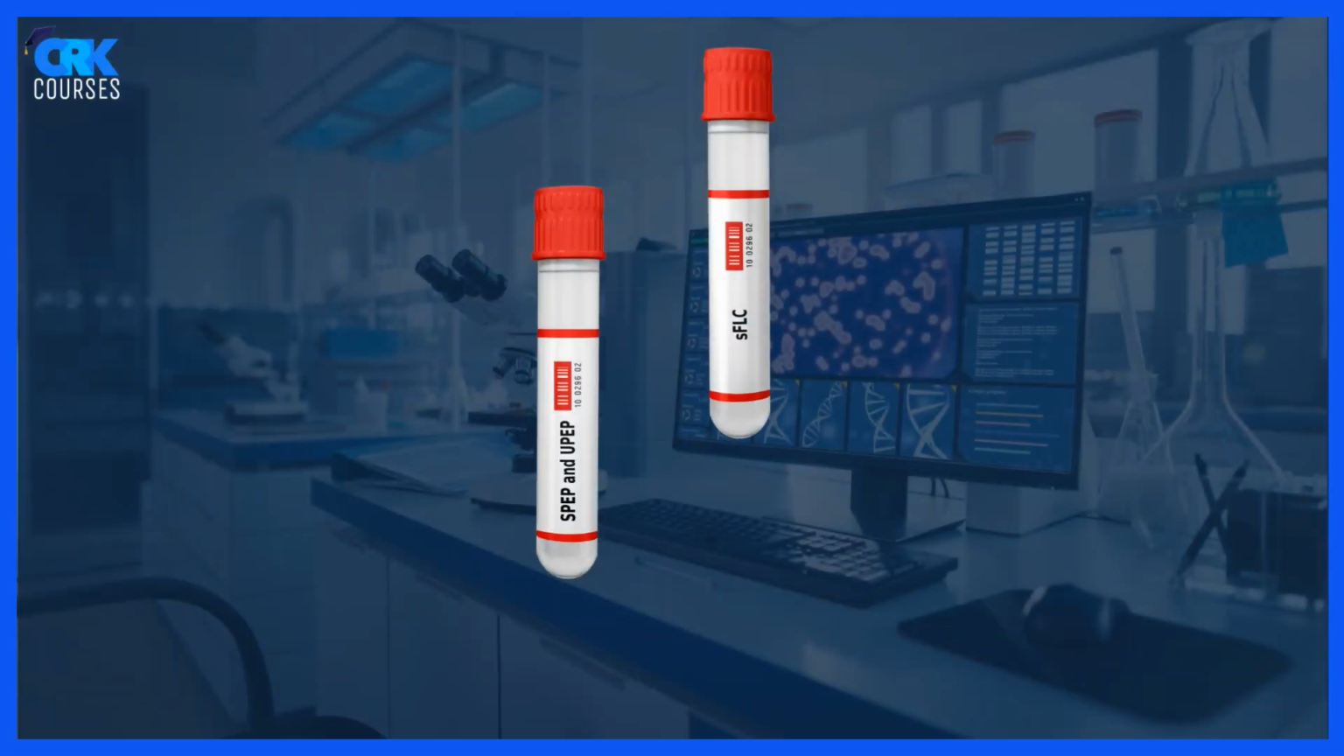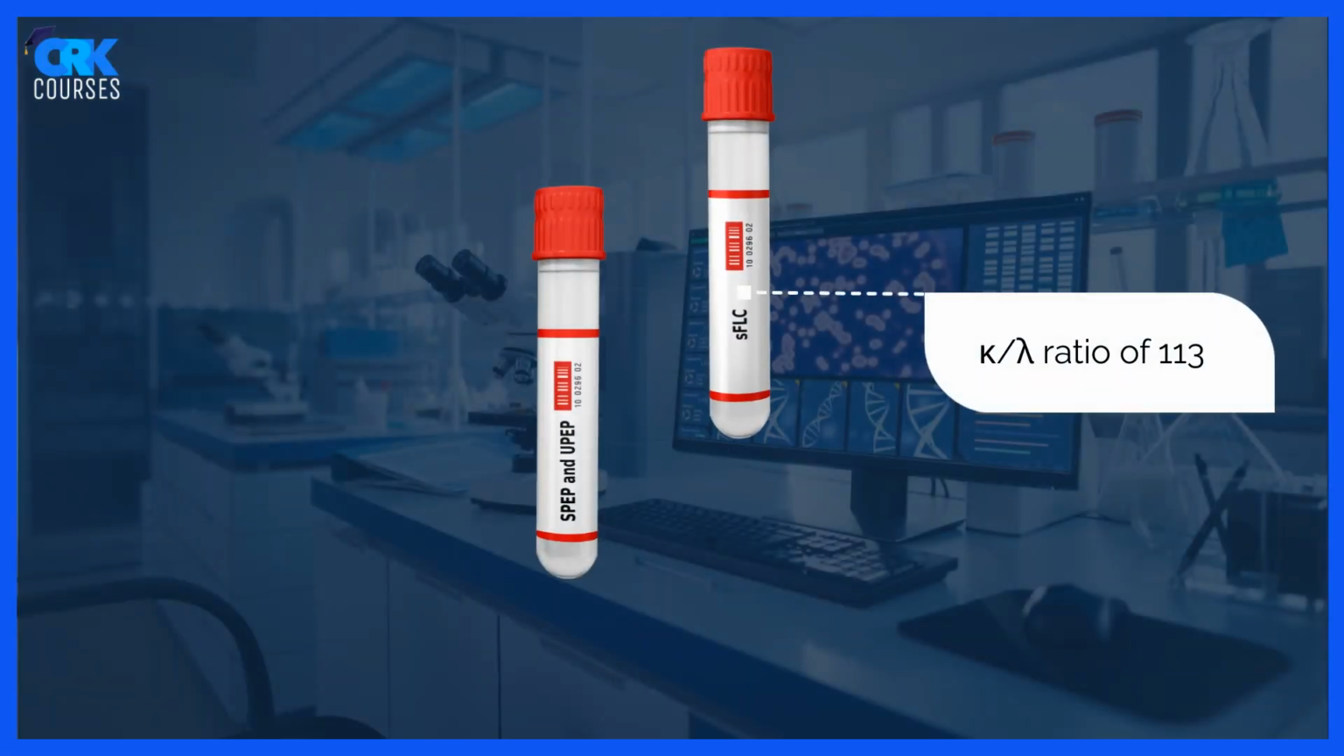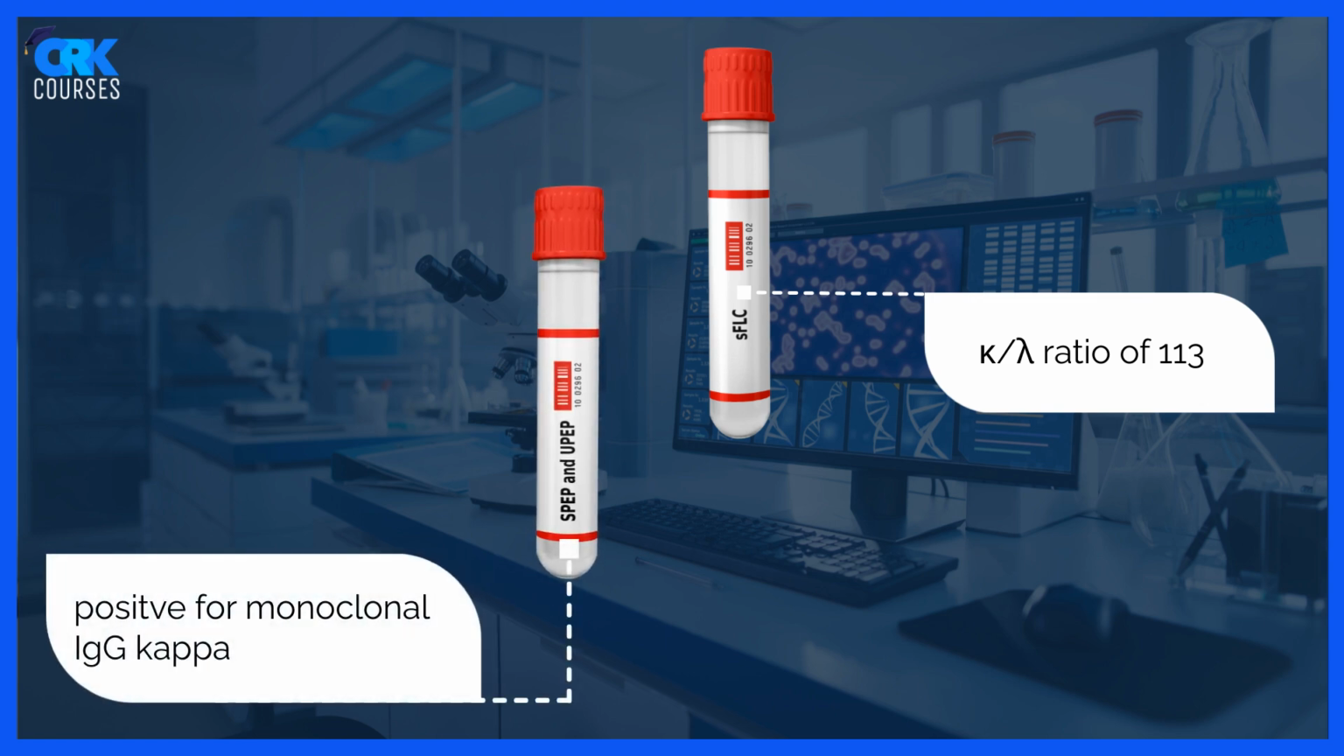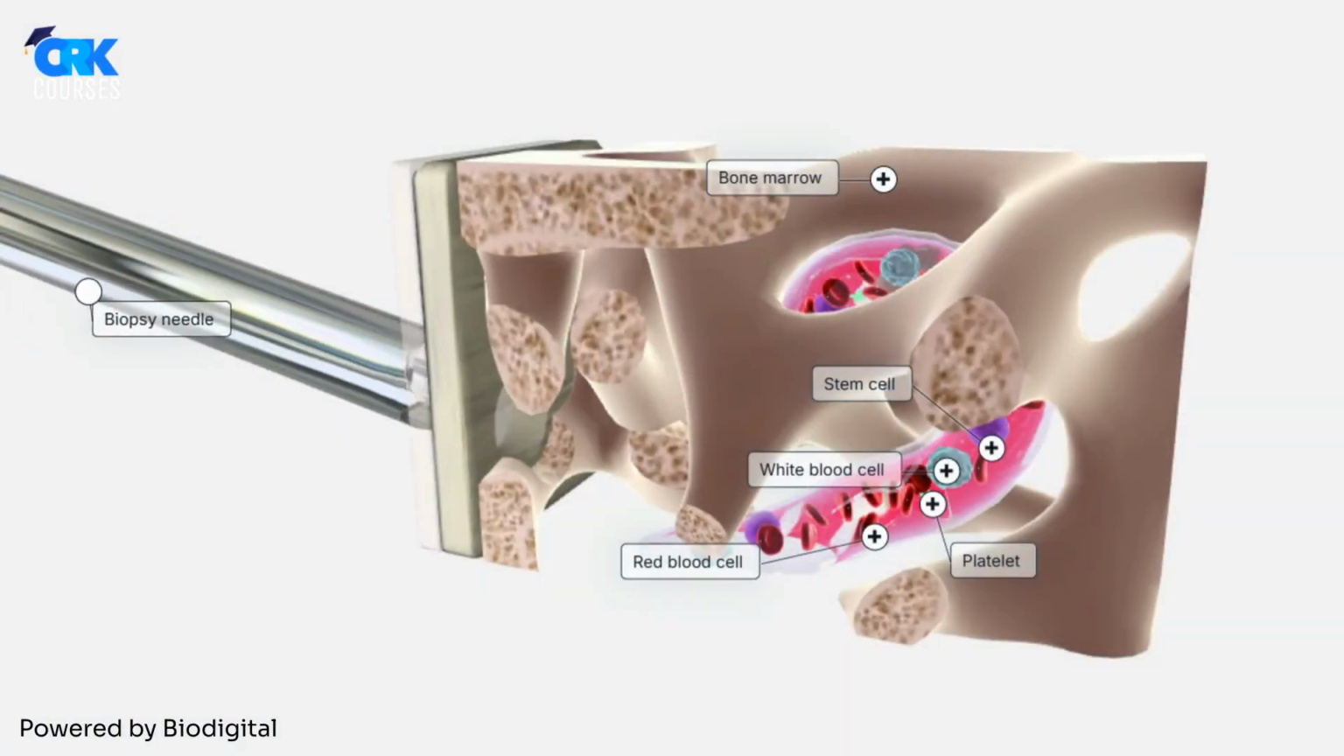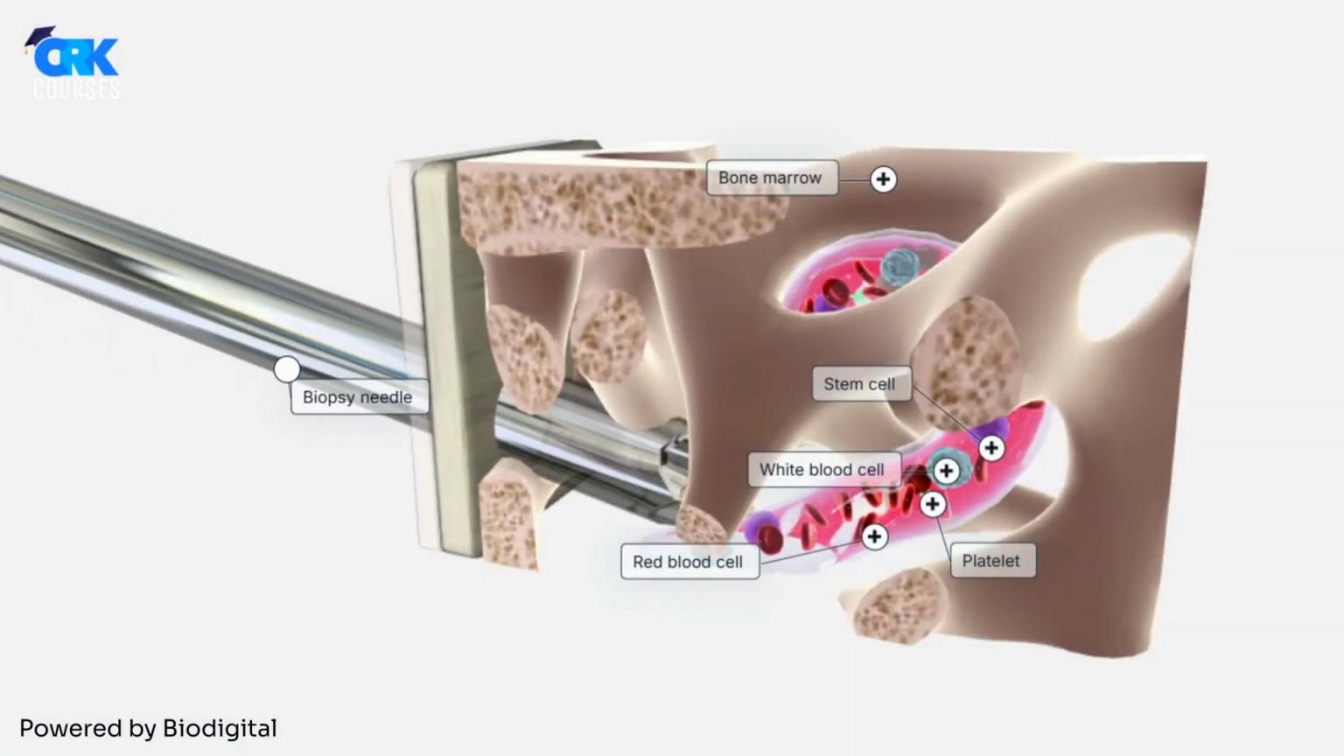Laboratory analysis revealed a serum free light chain assay with a kappa to lambda ratio of 113, indicating clear overproduction of a clonal light chain. This result immediately raised the suspicion of AL amyloidosis. Further confirmation came through serum and urine immunofixation electrophoresis, which were positive for monoclonal IgG-kappa. A bone marrow biopsy was then performed, revealing clonal plasma cell proliferation consistent with multiple myeloma.